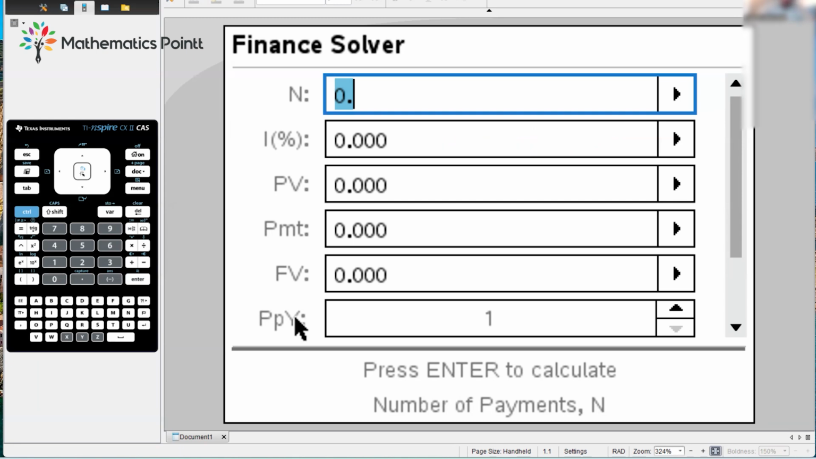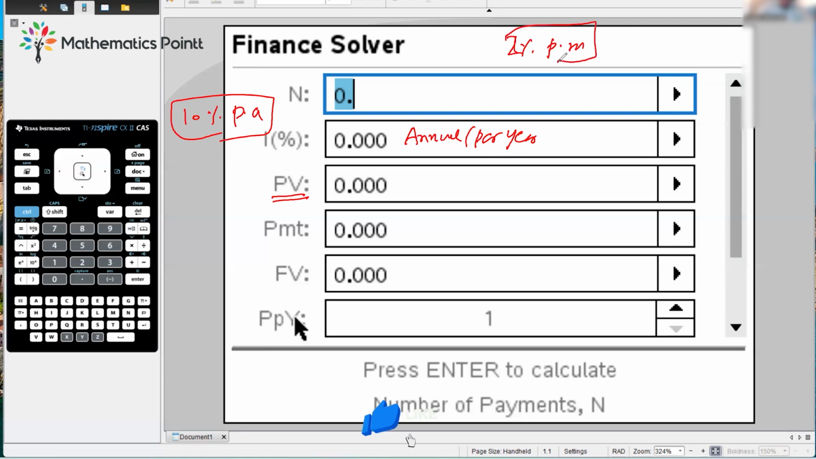The next one is called... wait, so can you explain annual rate of interest again? Annual rate of interest is, as I said, annual. Annual is per year, yearly. Yearly rate of interest. So if the question says someone is charged 10% per annum, that means I is 10. But if the question says someone is charged 2% per month, then I have to convert this into annual. I have to multiply it by 12. So I becomes 24 then. Okay. Always yearly.